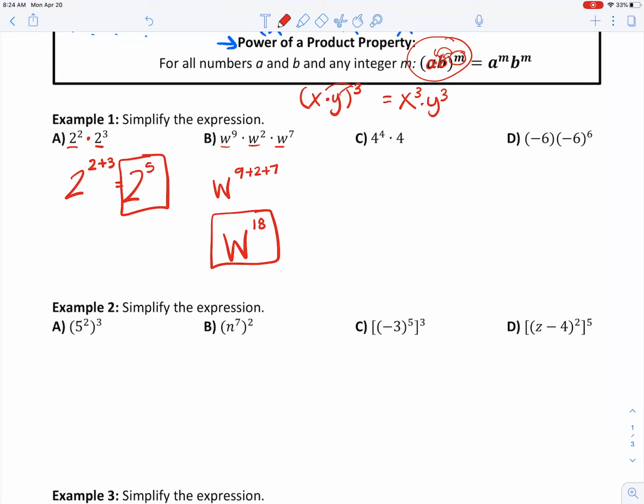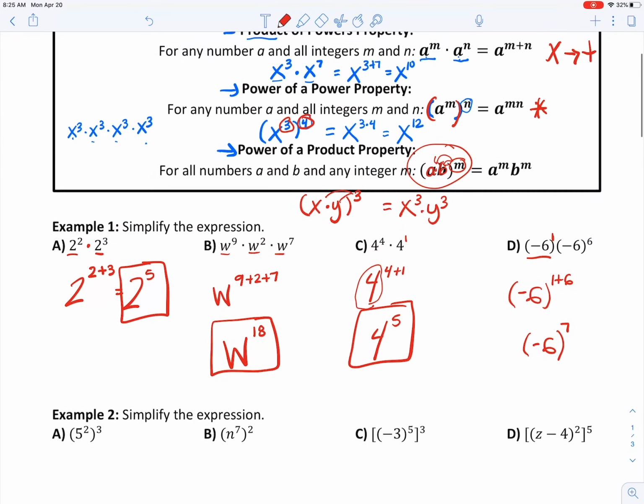Okay, this next one, letter C, the second 4 doesn't have an exponent, but our hidden exponent is the number 1. So it's the same thing again. It's like saying 4 to the 4 plus 1, which is 4 to the 5th power. And notice here, even though we had a number as our base, that number didn't change. It stayed there. Okay, the next one, this first -6 doesn't have an exponent, but again, it's our hidden number 1. So it's like saying -6 to the 1 plus 6. That means it's -6 to the 7.